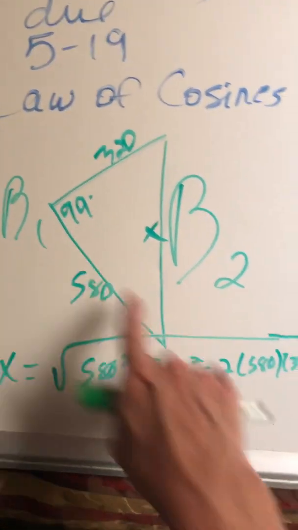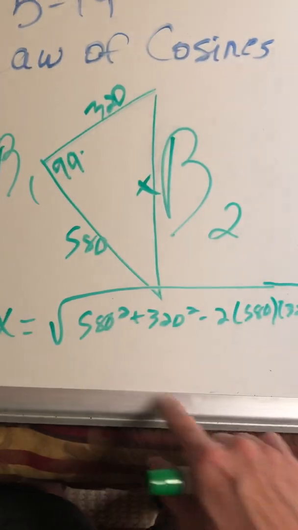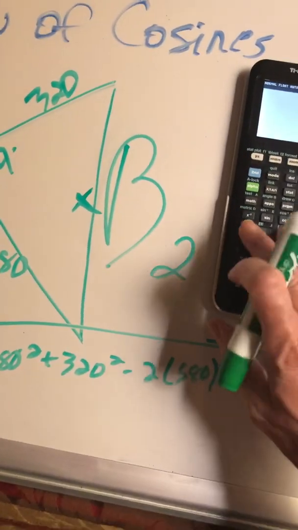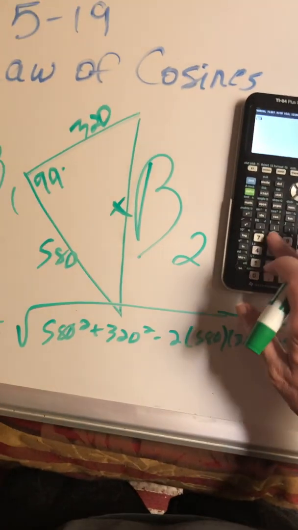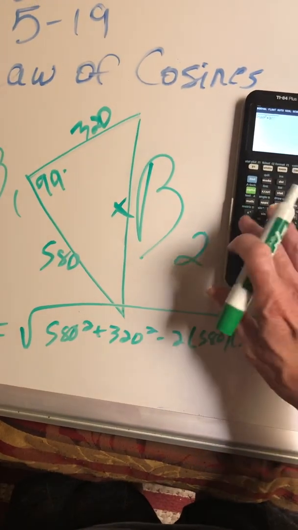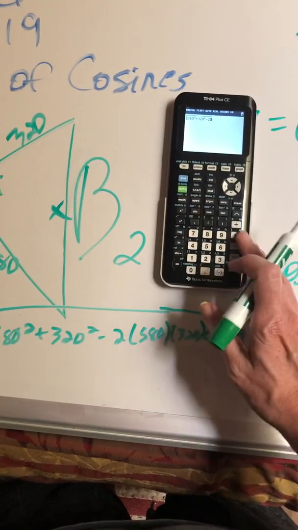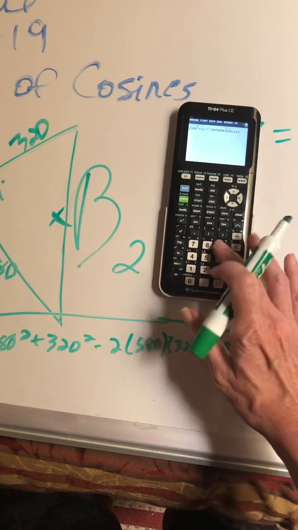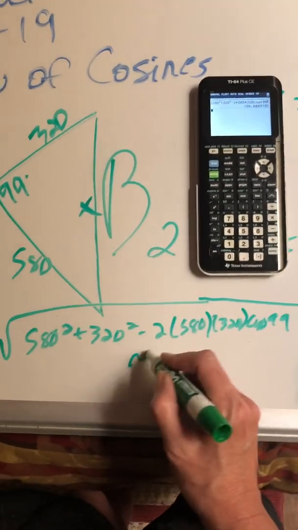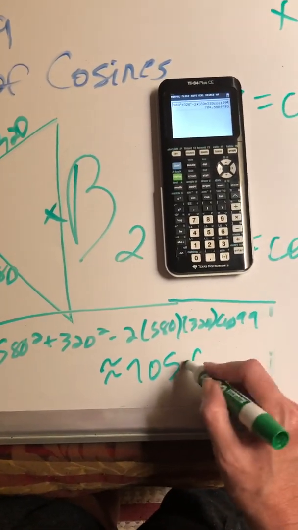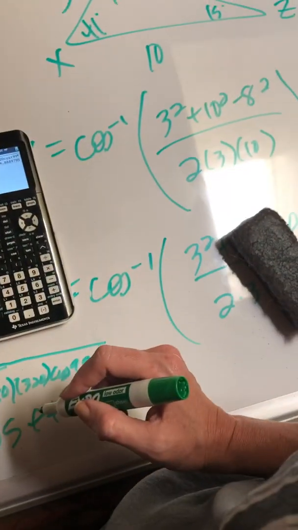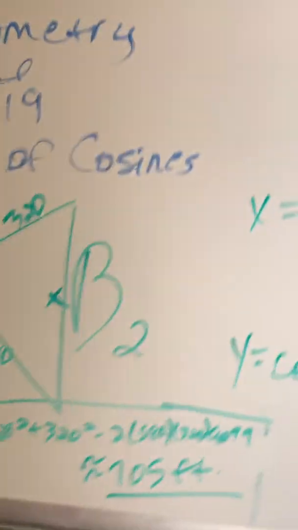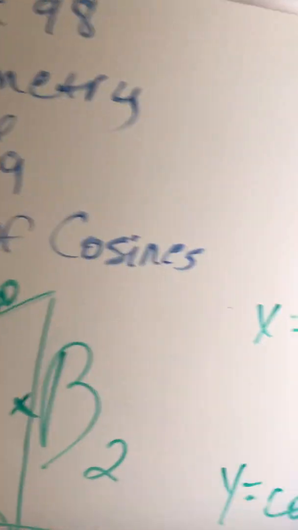So we want the side opposite the angle. That's why we put the cosine 99. Type that in your calculator. So we would just put second square root 580 squared plus 320 squared minus 2 times 580 times 320 cosine 99. We get about 705 feet if we round it to the nearest whole number. Okay, so that is law of cosines.